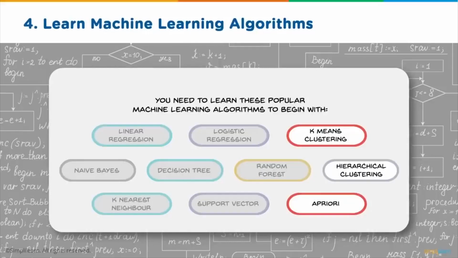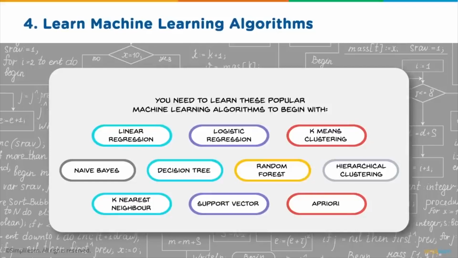Then you have k-means clustering and hierarchical clustering. Now these fall in the category of clustering. This is used to group data into clusters based on certain similar attributes. Then you have the a priori algorithm that falls under the concept of association. Association is used to determine patterns of association among variables in large data sets.